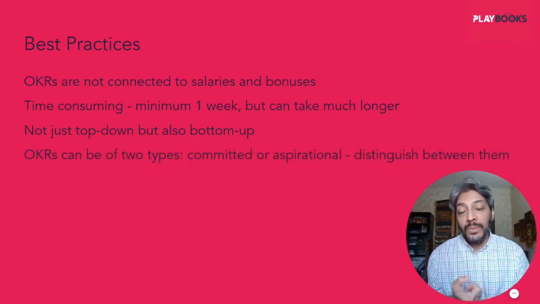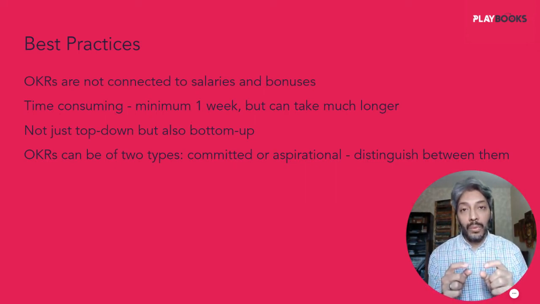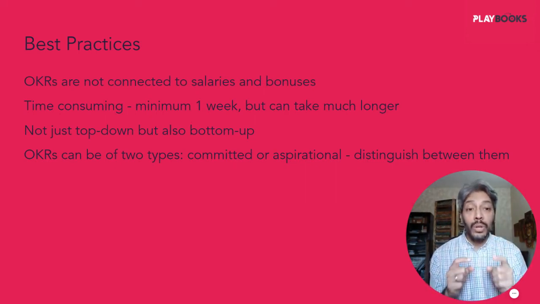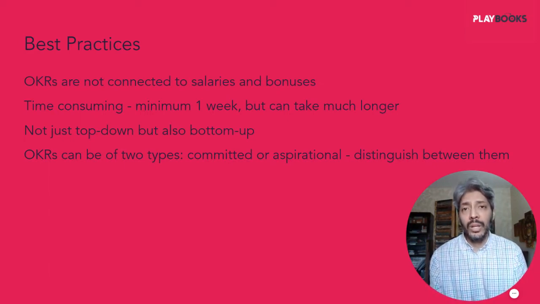OKRs can be of two types. They are committed or aspirational. And let's talk about the difference between these two. The fact is that you need to distinguish between the two. Committed OKRs are just that. There's a very, very clear, specific metric that you have set. And it is sort of 0 or 1. You either pass or you fail. We'll add a nuance to that in a bit.